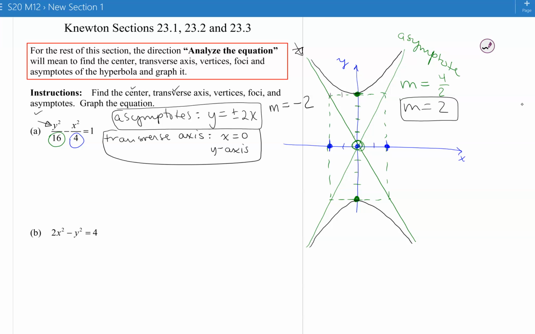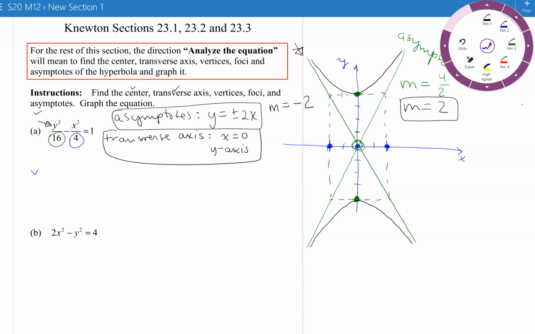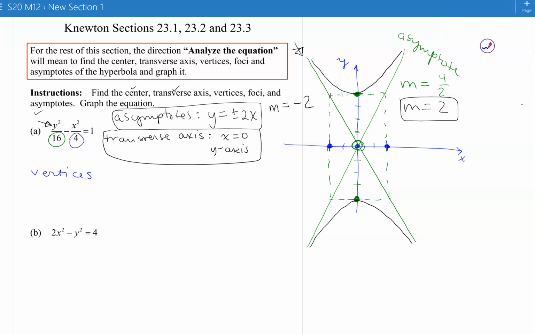Okay, so we've got our transverse axis. Then I can look at my picture and see where the vertices are. So (0, 4) and (0, -4), those are my vertices.